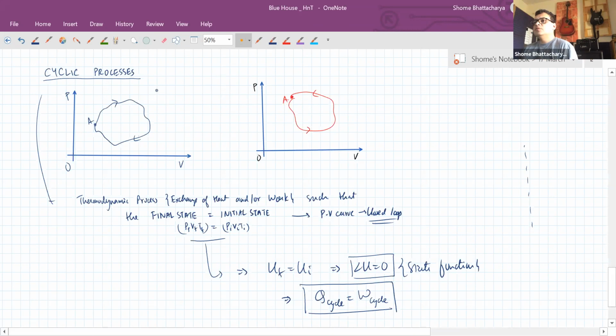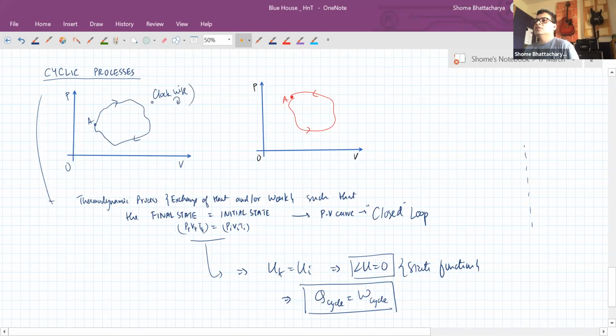Sir, what have you written after PV curve? What have I written after PV curve? PV curve. Yeah, closed loop written. So it's a closed cycle or closed loop. So the graph looks like a closed loop or a closed cycle.